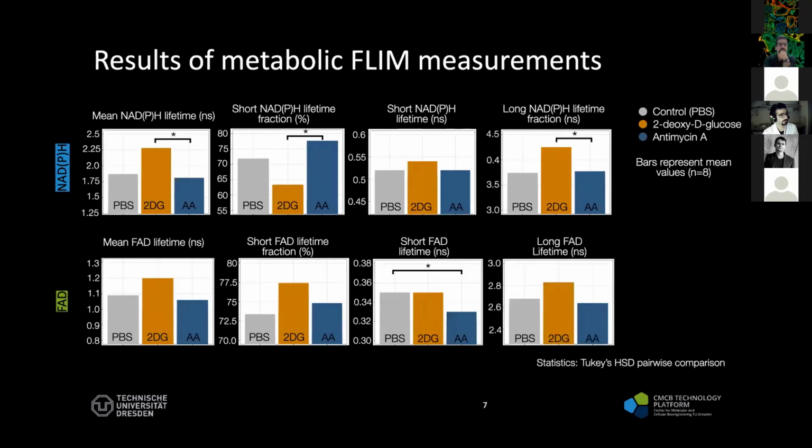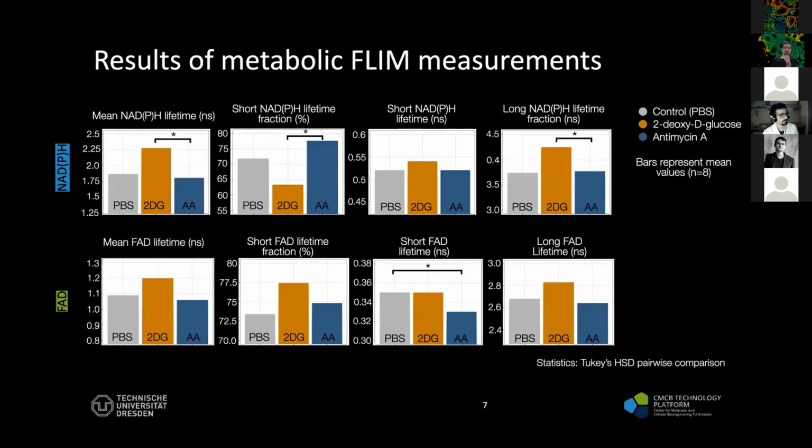And now looking at individual lifetimes, you can see that the short lifetime of FAD, being the protein-bound component, is in a range of 0.34. So again, it's a bit higher than the published values or values that are known in the community. Upon treatment with antimycin A, this protein-bound lifetime actually changes, which could again indicate interaction with different proteins, while the long lifetime stays in the range of 2.6 to 2.8 nanoseconds.